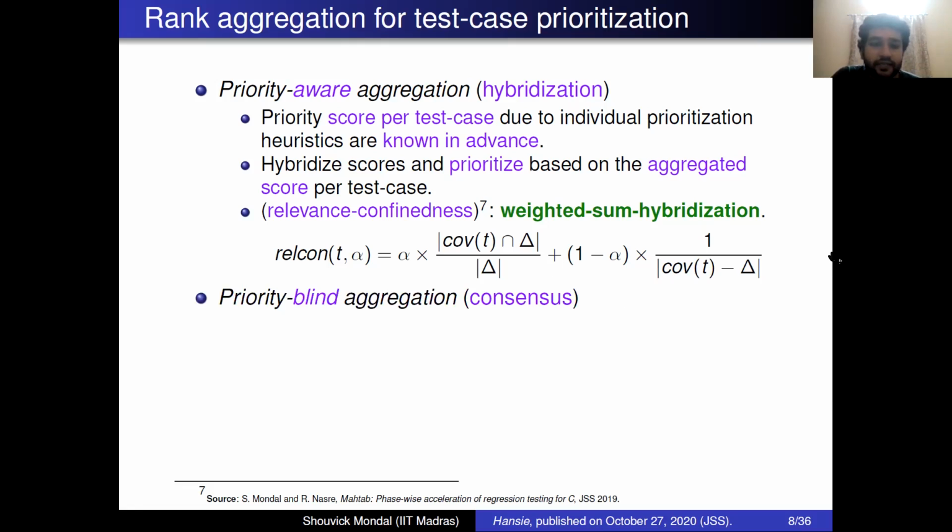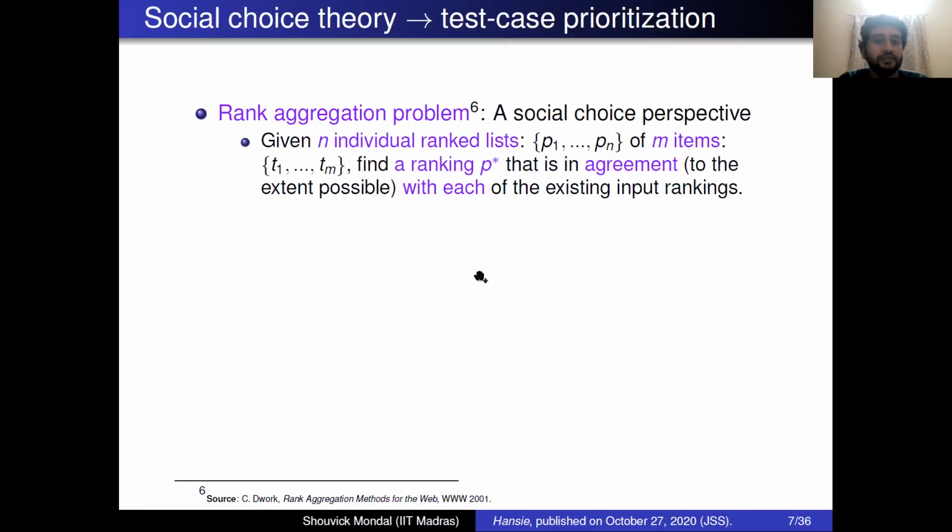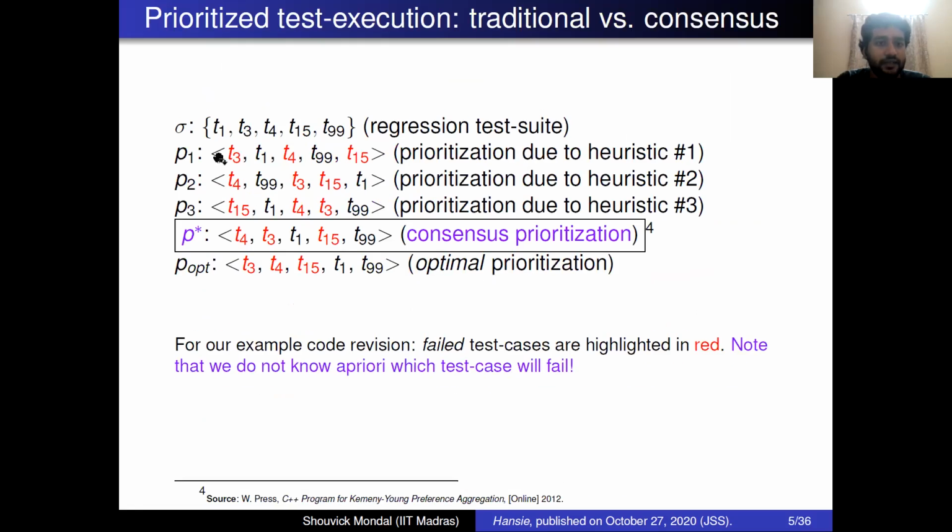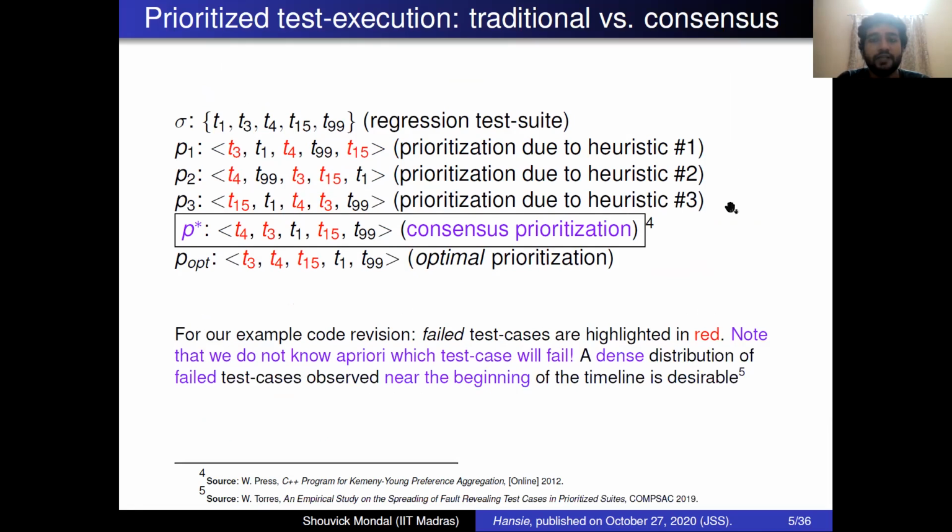Then there is a second one, that is priority blind aggregation. By priority blind we mean that we do not have the priority scores known in advance. What we know is just this ranking, that the test cases are appearing in this order. We just know the permutation. How the permutation is created, what the underlying criteria for that permutation sequence is, we do not know. That way we are blind.